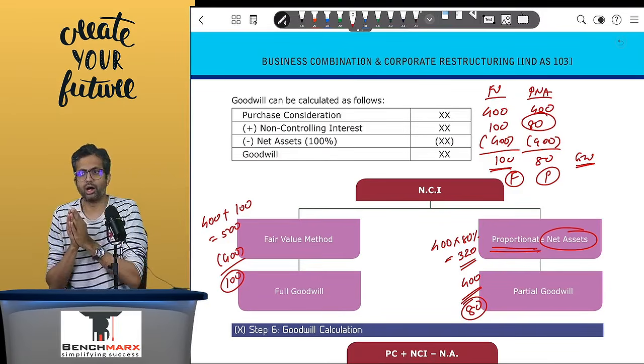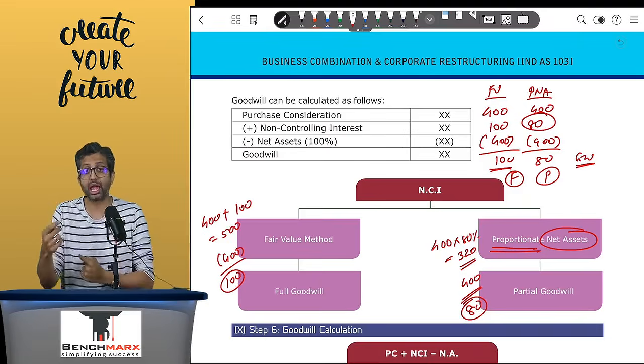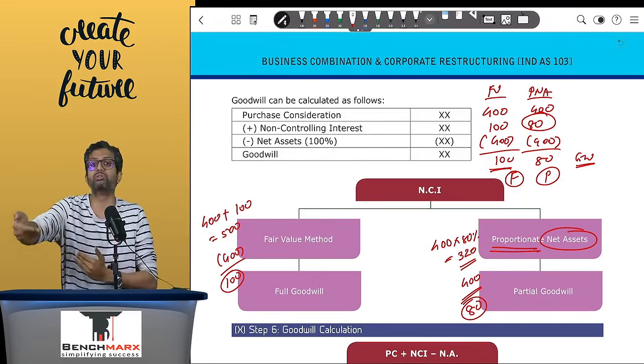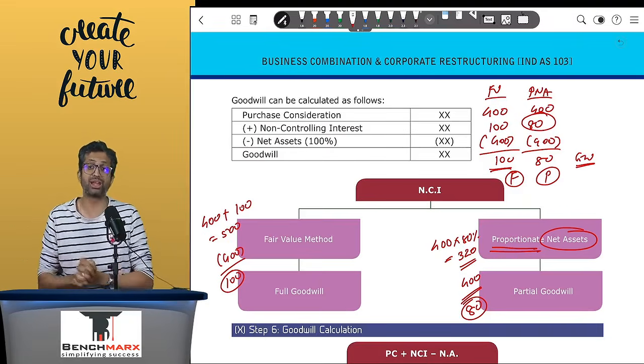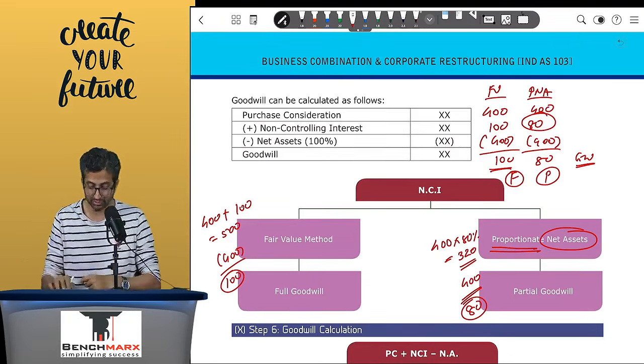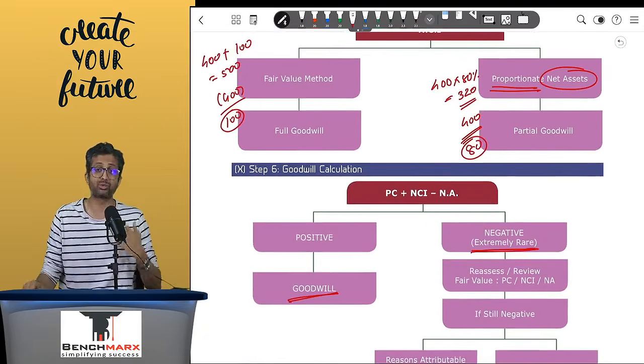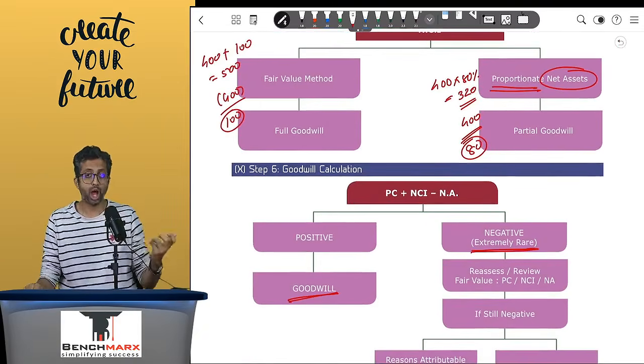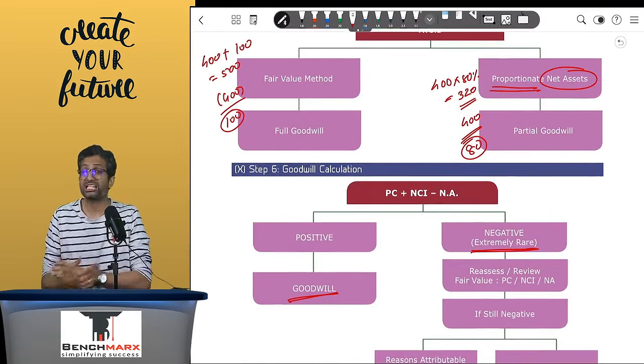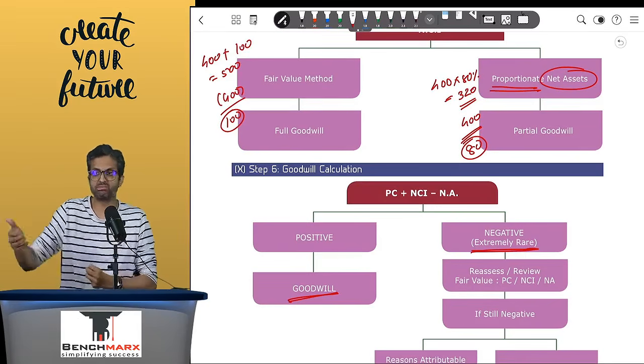So these are two methods to calculate NCI, and it is quite important because these methods actually give you goodwill. So PC plus NCI minus net assets, if the difference is positive, the difference is called as goodwill. However, is it possible that the difference is negative? Well, that is treated to be extremely rare. Why? Well, why would a company sell at less than its net assets value?